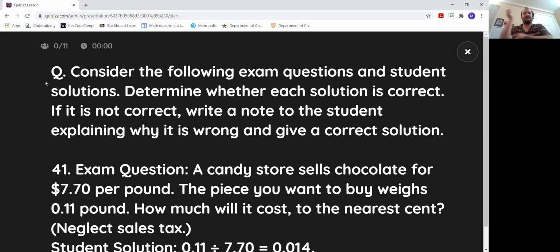So the exam question the student answered was: a candy store sells chocolate for $7.70 per pound. The piece you want to buy weighs 0.11 pounds, and how much will it cost to the nearest cent? And so the student said, well, I divide 0.1 by 770, and I get 0.014. So are they correct in saying that we're dividing these two numbers? If you want to do unit analysis on this, you can.